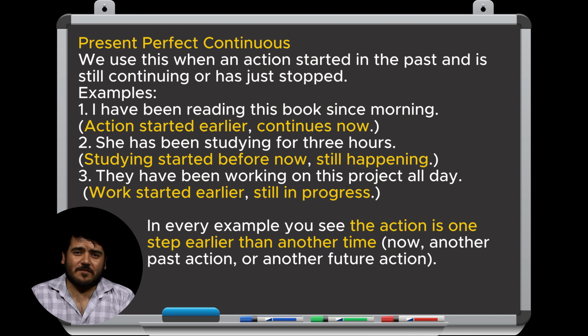Present perfect continuous, we use this when an action is started in the past and is still continuing or has just stopped. Examples: I have been reading this book since morning. Action started earlier, continues now. Number 2, she has been studying for 3 hours. Studying started before now, still happening. Number 3, they have been working on this project all day. Work started earlier, still in progress.